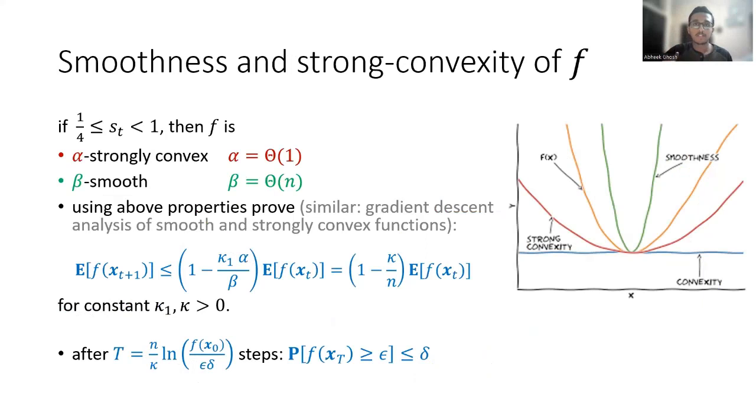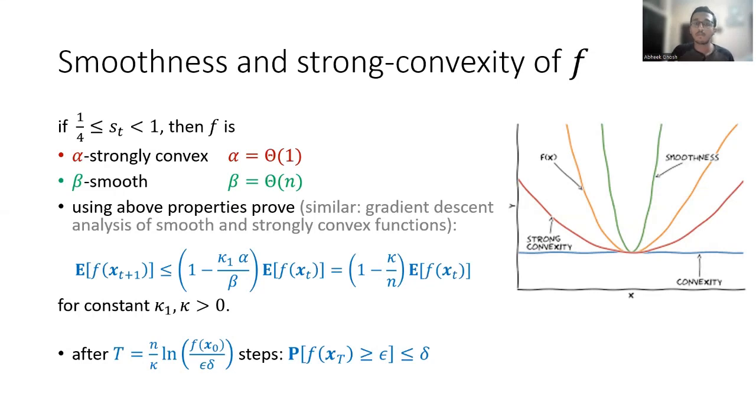Now, as we saw in the previous slide, if the function is convex, this coordinate descent should converge to the optimal point, to the minimum of g. Although the function f is not convex in the domain of the output profiles, what we can show is that if the total output, denoted by s_t, is between 1/4 and 1, then f is alpha strongly convex, where alpha is some constant independent of all the parameters in our model, and f is also beta smooth, where beta is theta of n.